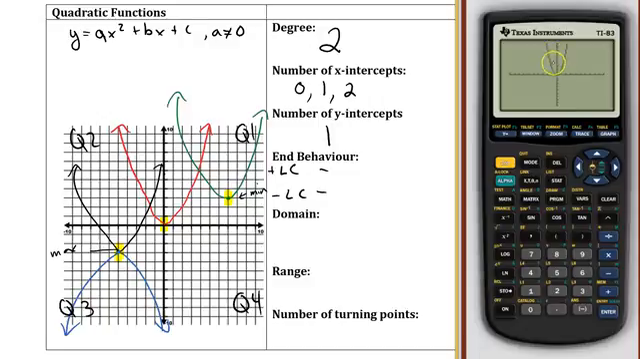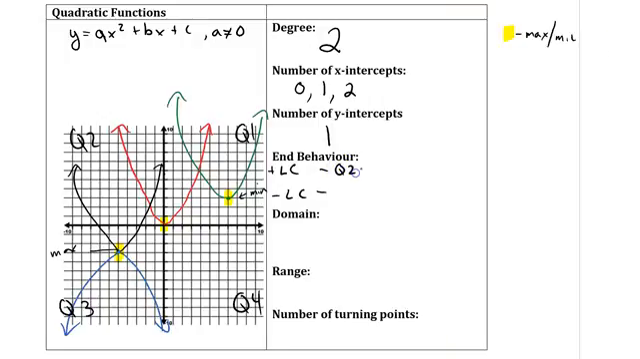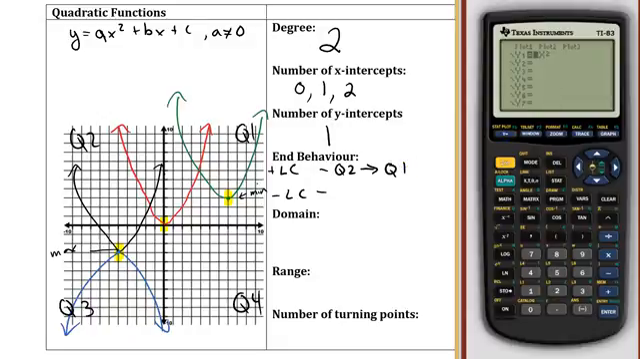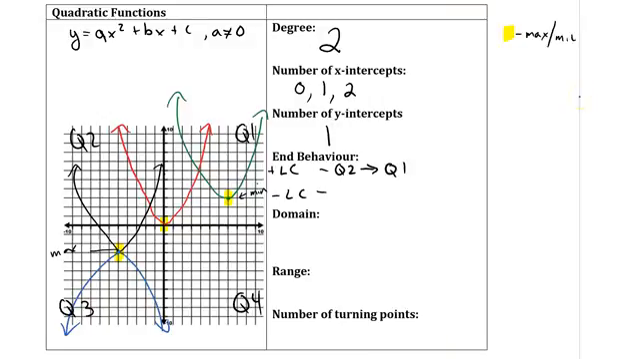So if I have a positive leading coefficient, so it was positive 2, we're going from quadrant 2 to quadrant 1. So if it's positive, we're going quadrant 2 to quadrant 1. However, if it's a negative leading coefficient, let's go back into our graphs, and I'm going to say negative 5x squared plus 3x minus 6, and I'm going to graph it. Right there. Now with this one, we're going from quadrant 3 to quadrant 4. So if we have a negative leading coefficient, we're going from quadrant 3 to quadrant 4.